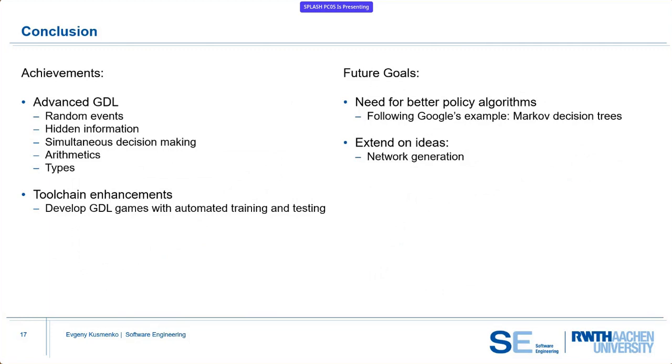But there are also still some things to do in future research. For example, we need to play around with different training algorithms for different games. Also, we want to enable the inclusion of heuristics to define neural network architectures automatically based on the game description, so that the game designer doesn't even have to come up with his or her own architectures.